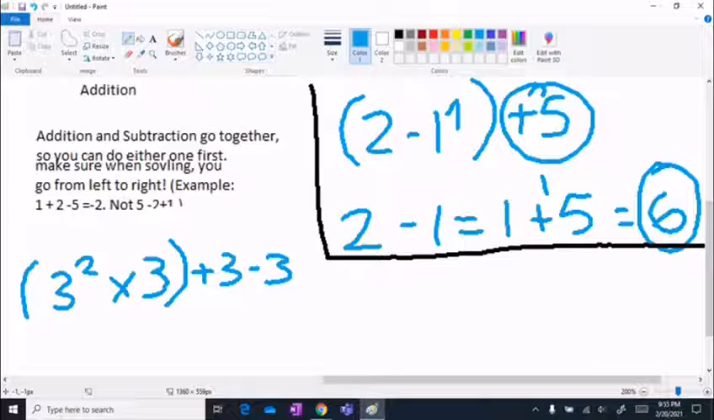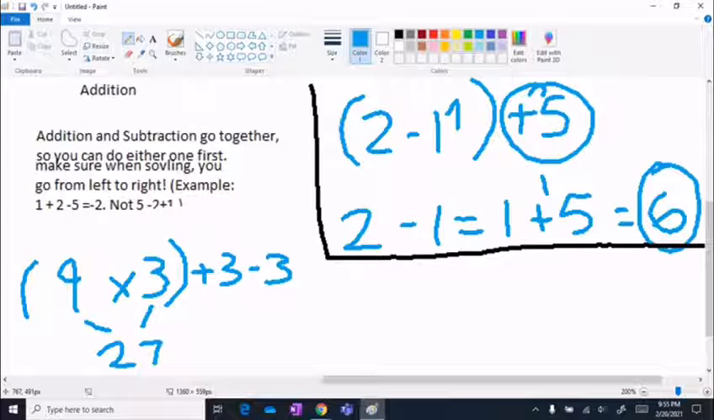Now let's do the second problem. In the second problem, we have 3 to the power of 2 times 3 plus 3 minus 3. That's a lot of 3's, so don't get confused, please. So we always got to solve what's in parentheses first, so let's do it. 3 to the power of 2 is the same thing as 3 times 3, which I think we already know. So 3 times 3 is 9. So we can erase this exponent right here and just turn it into a 9 because we already know it. 9 times 3, if you don't already know, is 27.